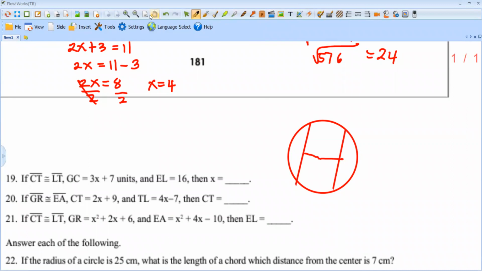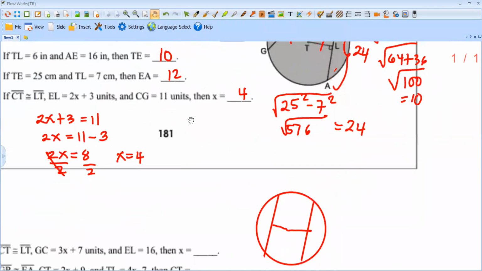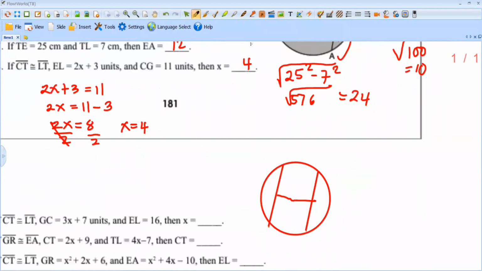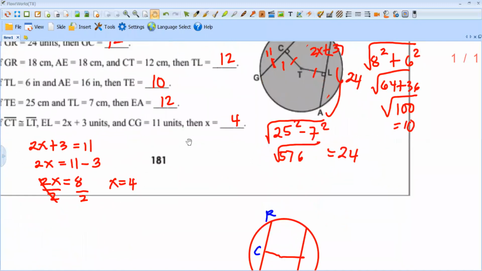So let's draw it again. And that is GCR. And another part, ELAT.